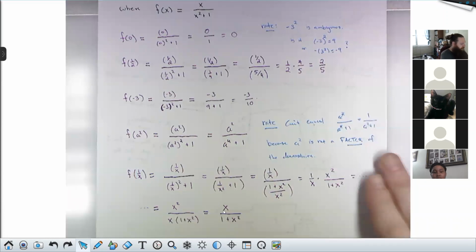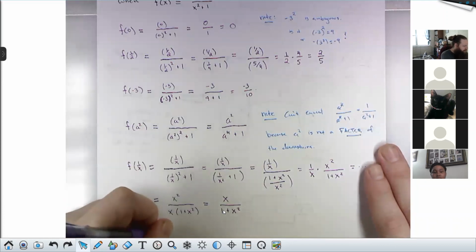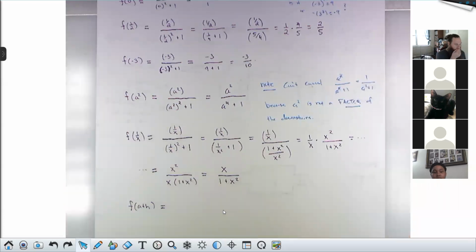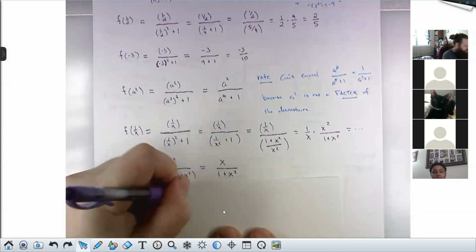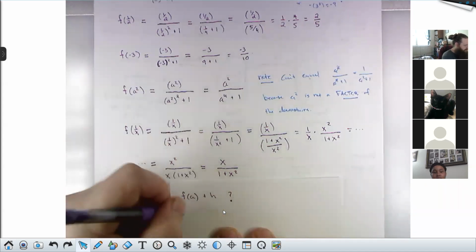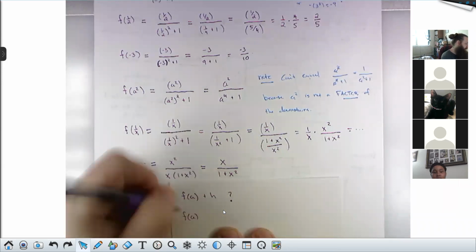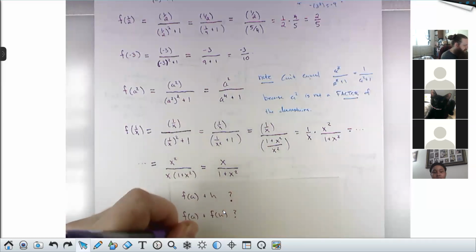One more, right? F of a plus h. We're going to work a lot in this class with something called a difference quotient. And f of a plus h is a portion of that difference quotient. Before I get into this, and please don't write this part down, just think along with me. I want to ask you some qualitative questions about f of a plus h. Is this the same as f of a plus h? Is this the same as f of a plus f of h? Or is it something else entirely?